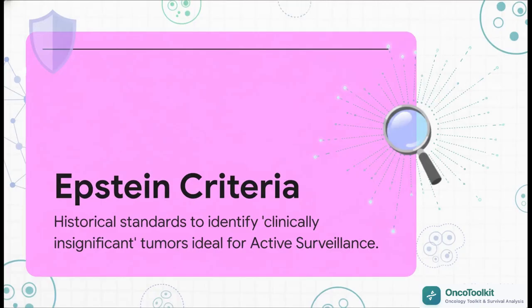And finally, we have the Epstein criteria. The best way to think about this is as a really specific filter. It has one job and one job only: to identify patients with those clinically insignificant tumors, the ones who are absolutely perfect candidates for active surveillance. It's like a final check for that low-volume, indolent disease.